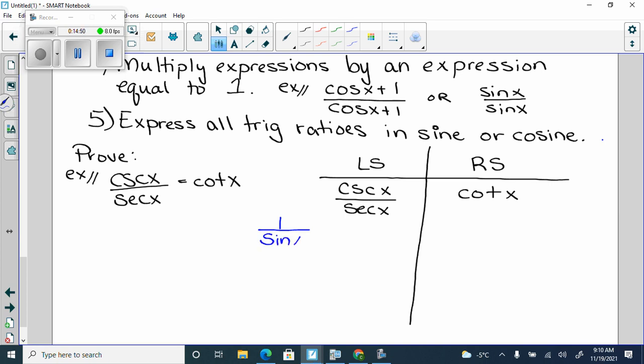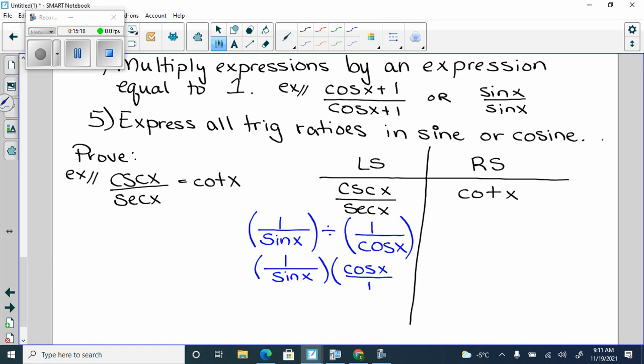So I'm not going to stack them. I'm going to write it in brackets, so my numerator's in brackets, divided by secant, which is 1 over cos x. Now do I have a full fraction divided by a full fraction? Yes, so I'm allowed to flip it. So I take the reciprocal of it, and I get cos x over sine x.